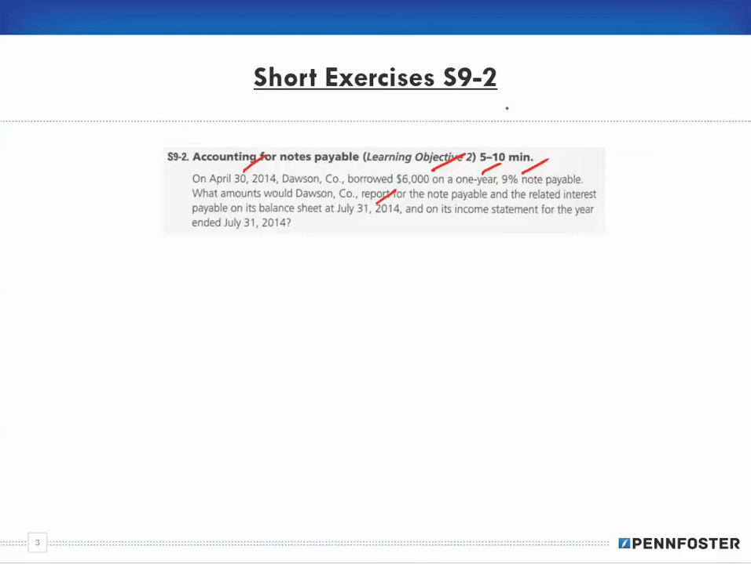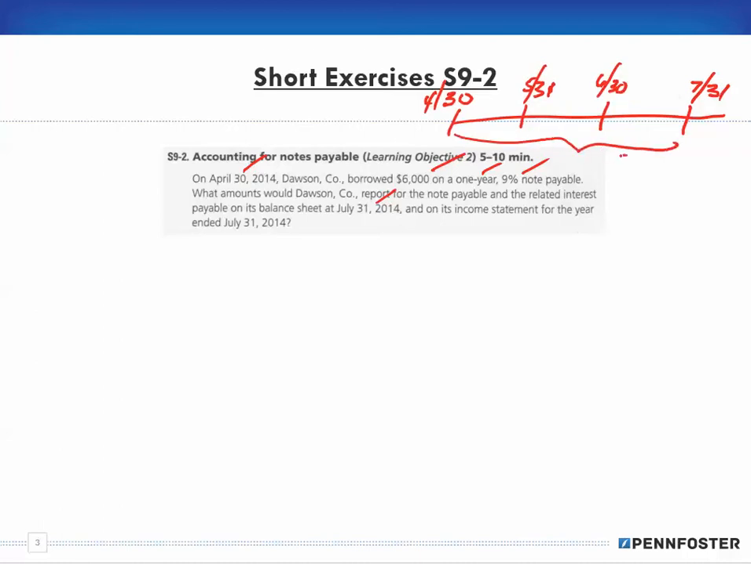First off, what I would do is draw a timeline in order to get my bearings on things. This is April 30th, and it's asking what's on the balance sheet and the income statement at 7/31. This is the end of April, this is May, this is June, this is July. May has 31 days and June has 30, so this is May 31st and this is June. So this is a 3-month period, even though it's a 1-year note at 9%.